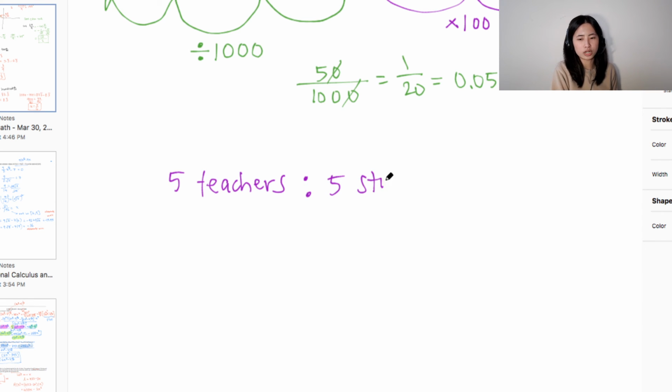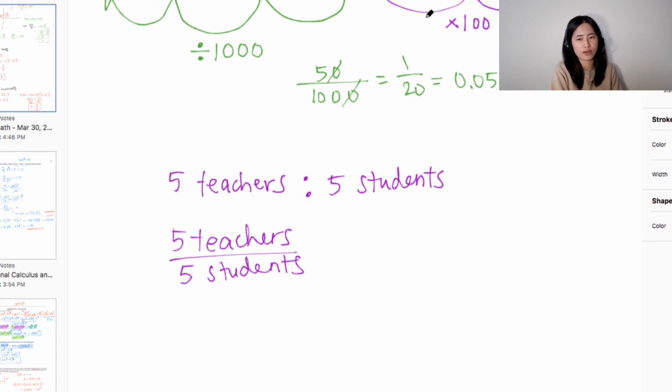Okay, so first of all, what are ratios, right? Ratios just mean it's fractions, right? So if you have 5 teachers, you can actually say this is 5 over 5 as well. It's the same thing, because ratio is just part of something, right? That's what ratios are for.